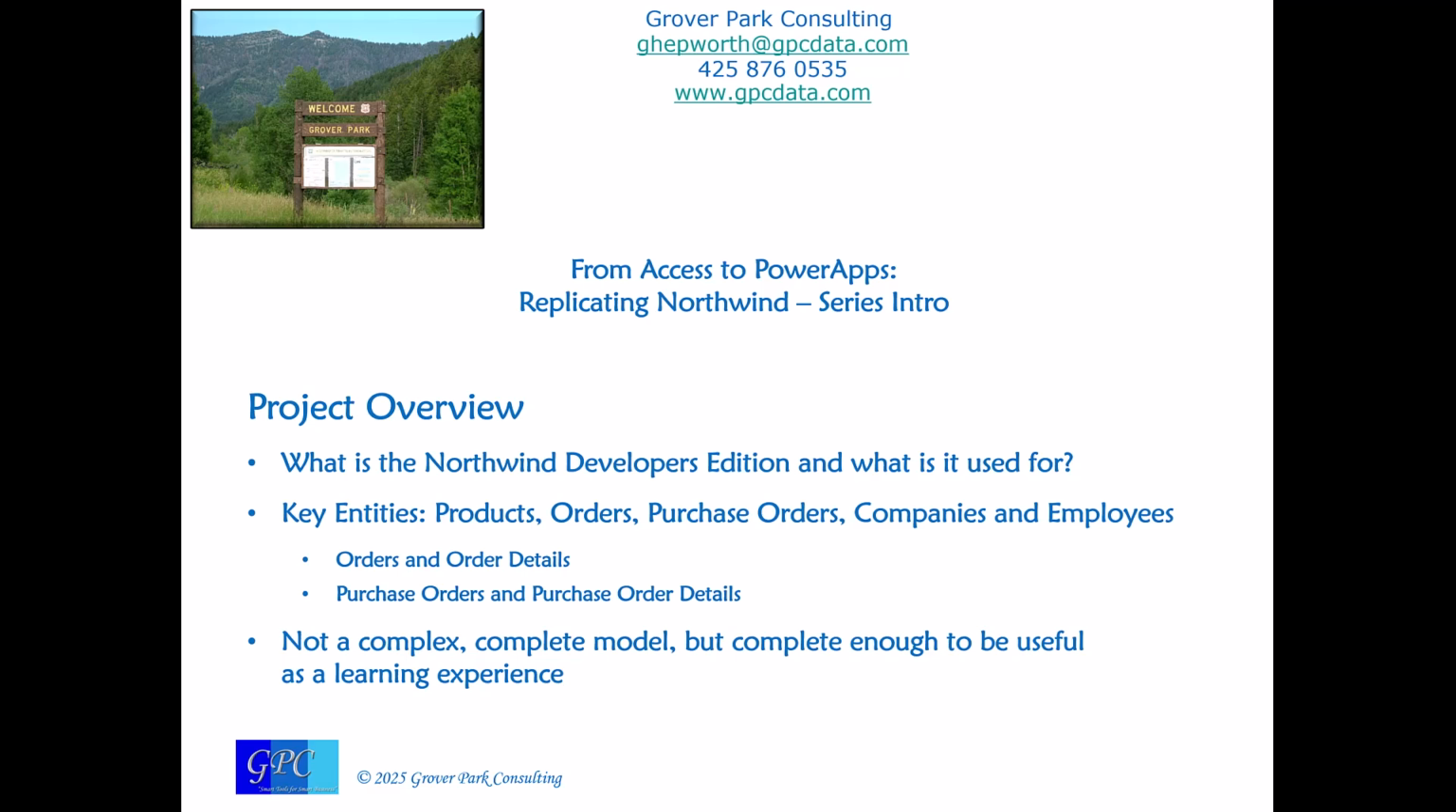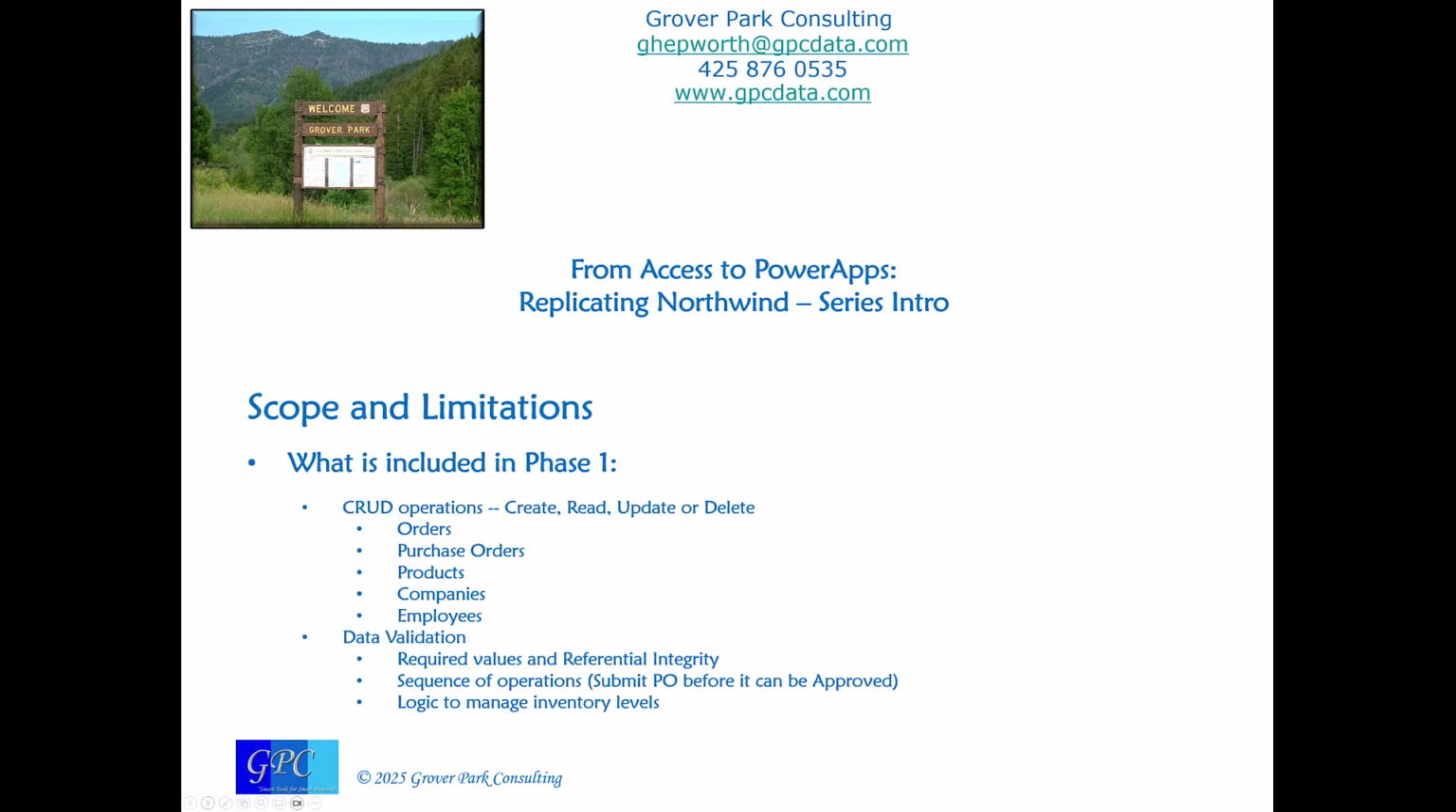The key entities are products, orders, purchase orders, companies, and employees. Now, orders, of course, consist of the order and the details in the order. Purchase orders consist of the purchase order, its header, and the purchase order details. Again, it's not a complex, complete model, but it's complete enough to be useful as a learning experience. What's included in this phase one?